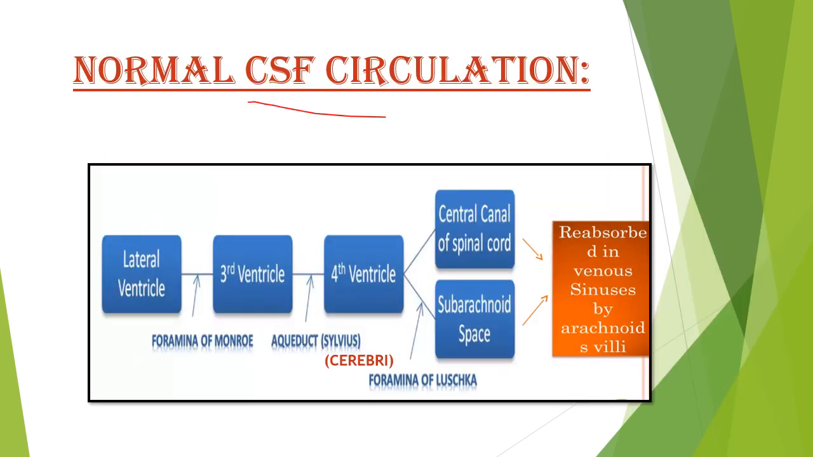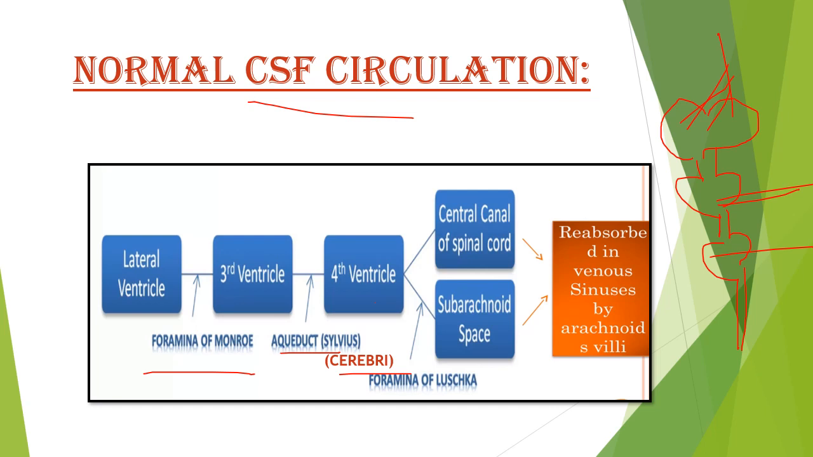Next we have to study the normal CSF circulation. Before that, we have to study the brain ventricles. There are four ventricles in the brain: two lateral ventricles, connected to the third ventricle, which is connected to the fourth ventricle, which continues as the spinal cord. The two lateral ventricles are connected to the third ventricle by the foramen of Monro. The third ventricle is connected to the fourth ventricle by the aqueduct of Sylvius, or aqueductus cerebri.